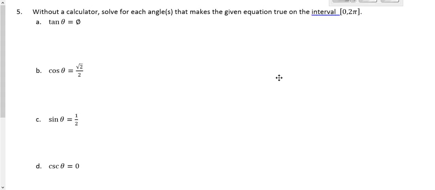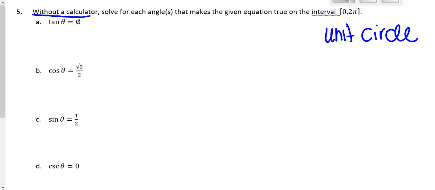All right, finally, let's look at number 5. This says without a calculator. So without a calculator means the unit circle. Okay, so the unit circle, we are going to solve each of these equations, and we're looking between 0 and 2 pi, which means we're just looking at the regular unit circle, nothing past there.